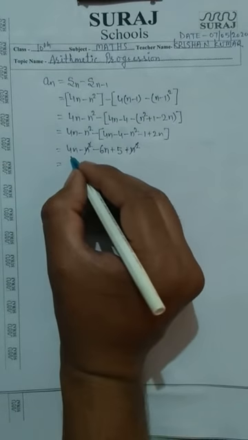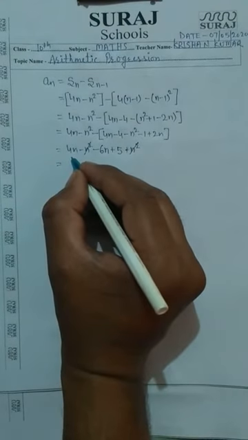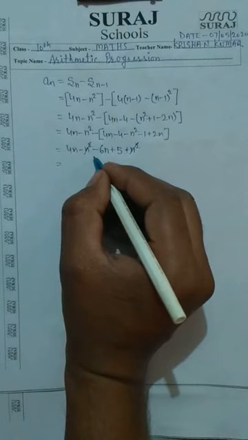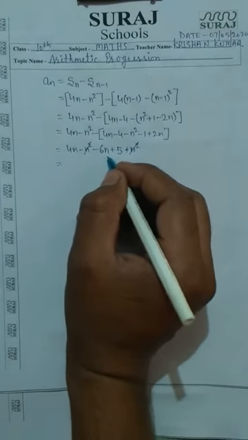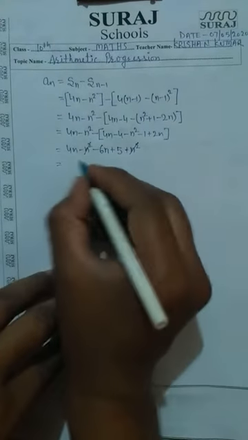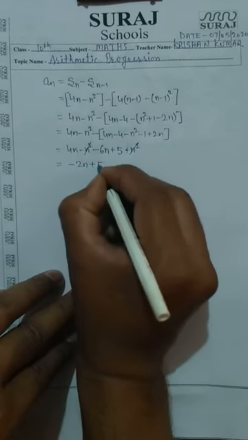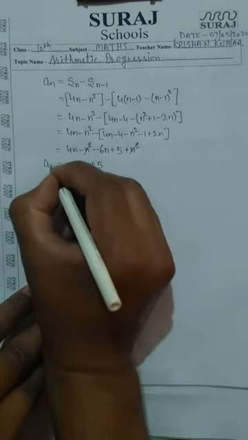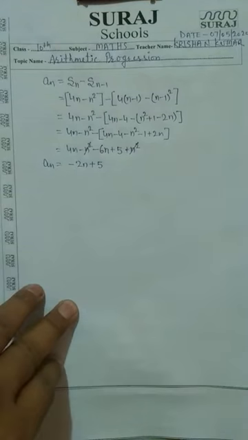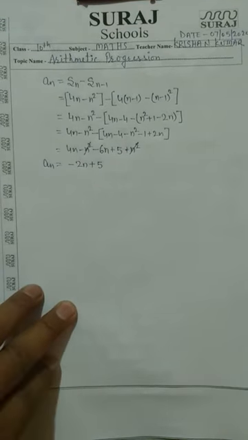4n is negative, positive 6n is negative, so that is beta minus 2n plus 5. That is the nth term of an AP. Okay, I hope everyone has understood.